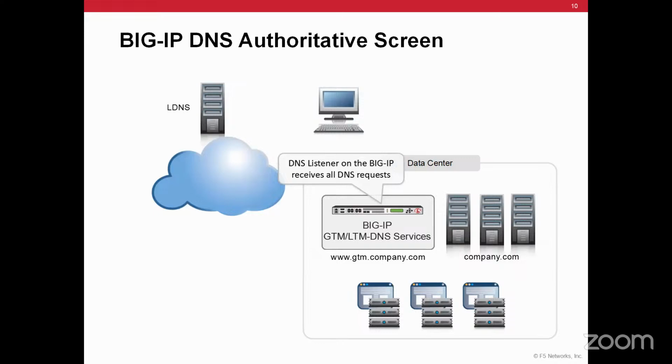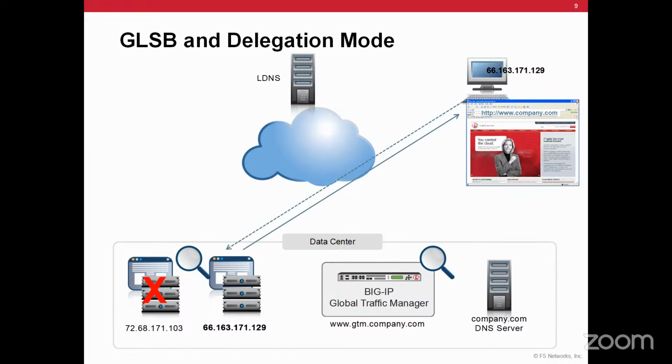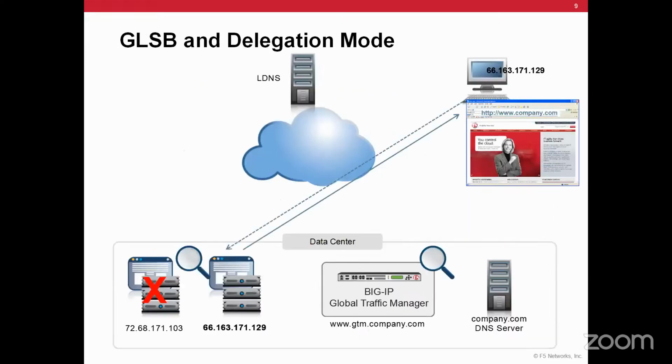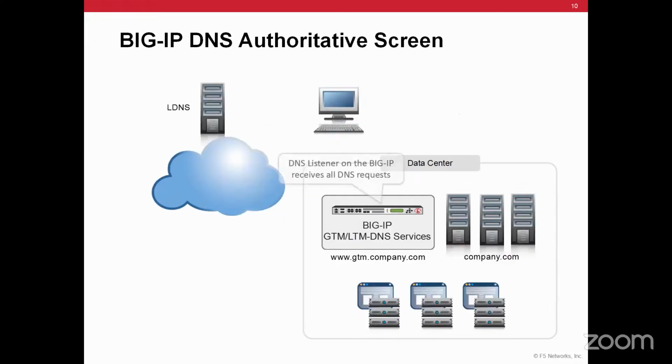There is another setup. Earlier we discussed GTM in delegation mode. You can also make GTM the authoritative DNS server. In this scenario, the request first comes to this server, your main authoritative server, which tells you to go to GTM. In another way, you can make your GTM the main authoritative DNS server, and you can host your zones over there.